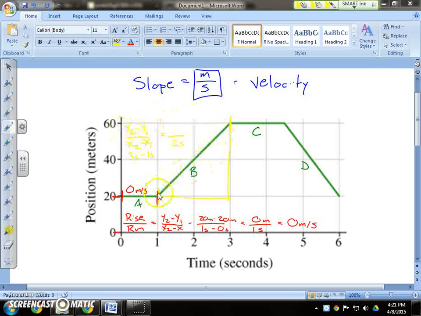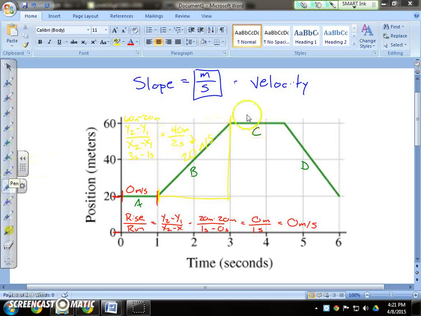And in terms of our y's, we started off at y1, 20 meters, and we ended at 60 meters. 60 minus 20 gives us a nice 40 meters. And so our slope for this whole setup is simply going to be 20 meters per second, which means you are moving at a fairly quick rate there, 20 meters every single second.